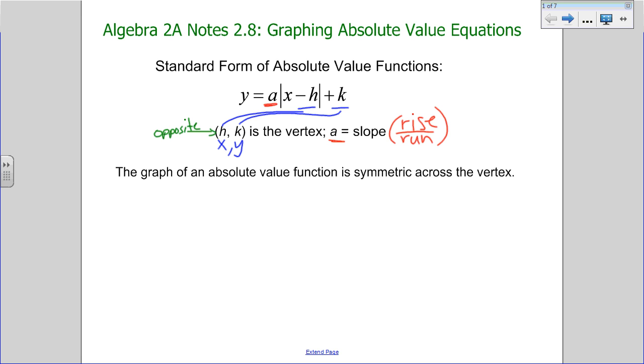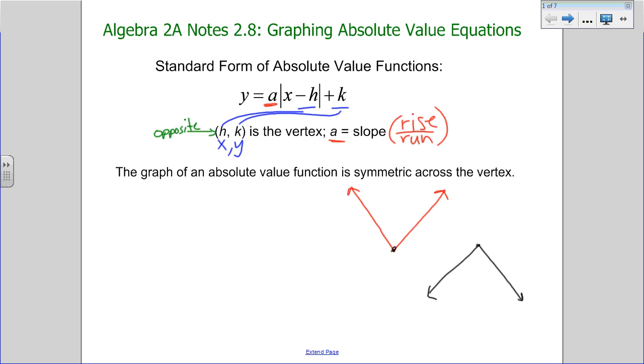The other thing we know then, once we get away from looking at the equation, when we look at the graph of an absolute value function, it is symmetric across the vertex. So what does that mean? It's the same on both sides. So your absolute value functions are actually going to have a V look to them. And the reason for that is the absolute value of a given quantity is always positive. So if I multiply that by a positive a, I'm going to be going up. If I multiply it by a negative a, I'm going to be going down from that.